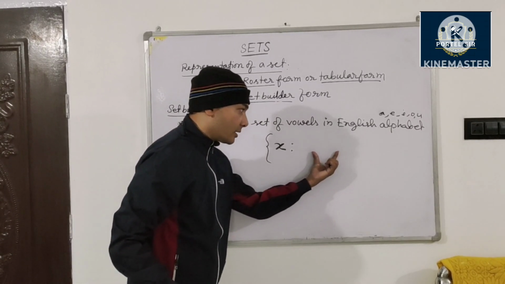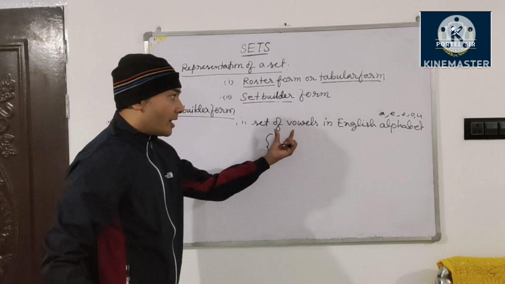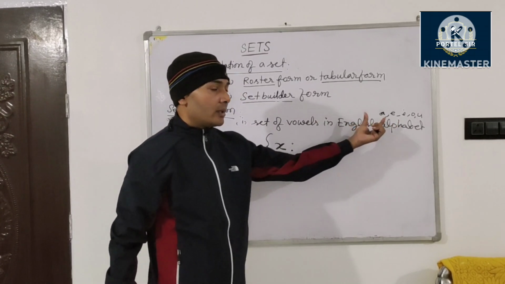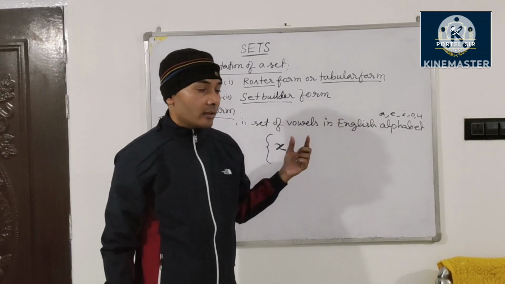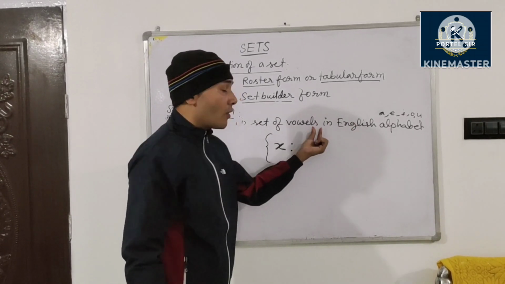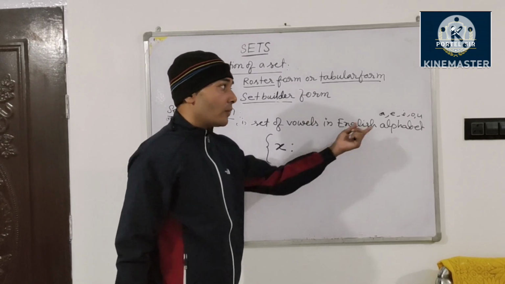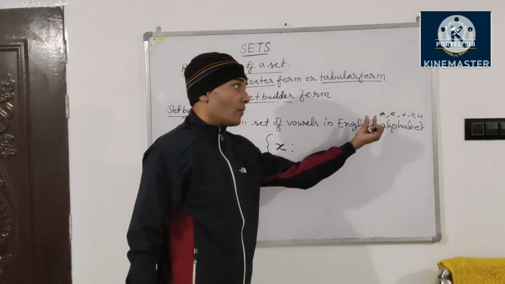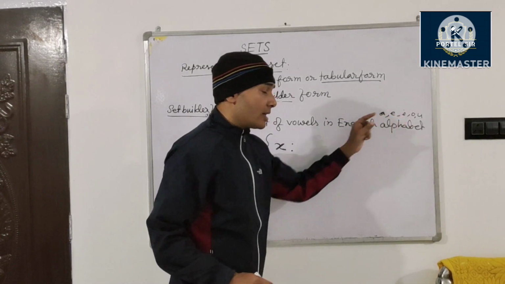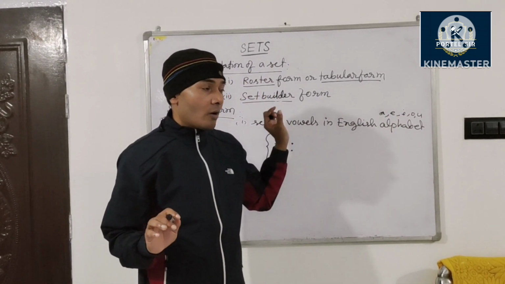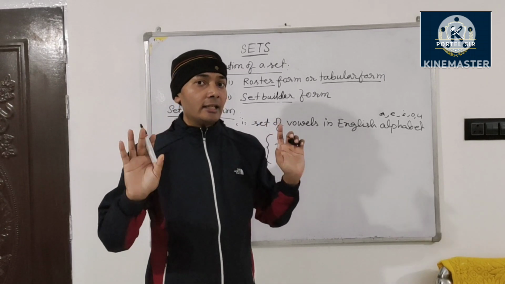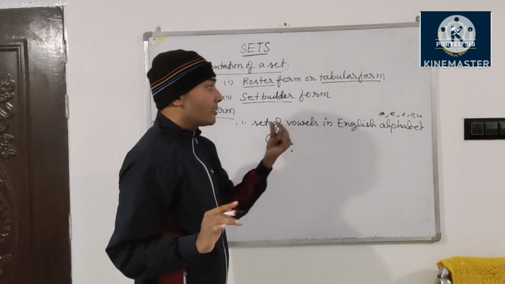Now you have to mention the property. Can you see what property A, E, I, O, U holds? What is the common property? What is A? Just think, what is A? A is an English alphabet. A is a vowel. Vowels in English alphabet. What is E? E is also a vowel. What is I? I is also a vowel. So you can see in these elements, what is common? They all are vowels in English alphabet. So this is the property.